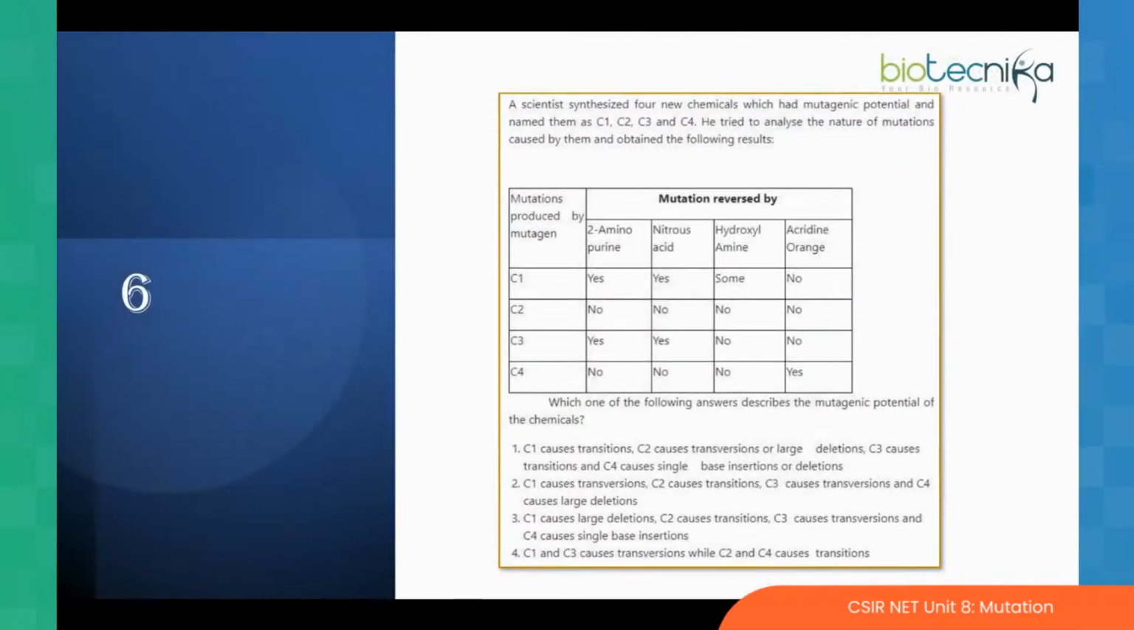Okay, now coming to another very popular kind of question from mutation. Again, this is a question which was popular 10 years back, 15 years back, as well as now. Time and again, this type of question has come. This question is related to the reversal test, the mutation reversal test.